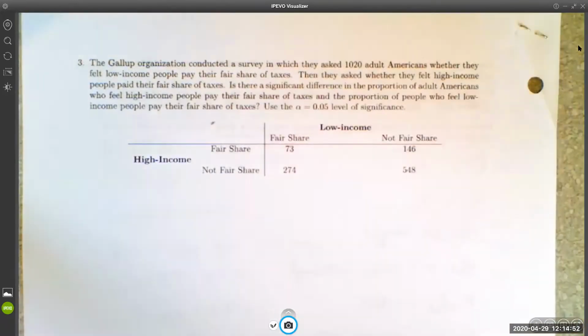Okay, so this one says the Gallup organization conducted a survey in which they asked 1,020 adult Americans whether they felt low-income people pay their fair share of taxes. Then they asked whether they felt high-income people paid their fair share of taxes. Is there a significant difference in the proportion of adult Americans who feel high-income people pay their fair share of taxes and the proportion of people who feel low-income people pay their fair share of taxes?